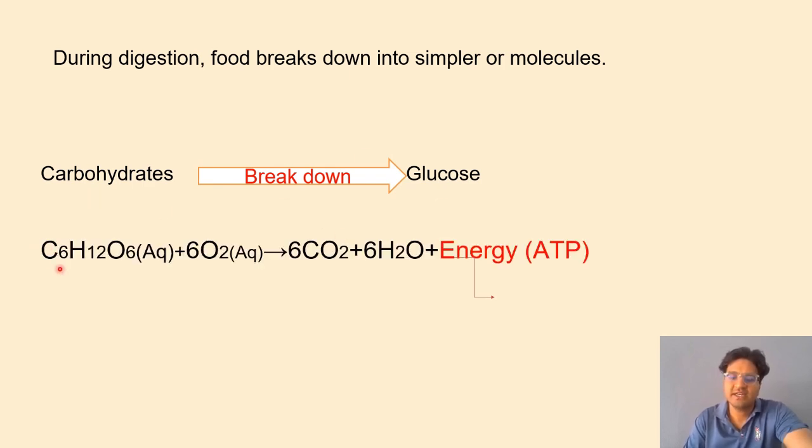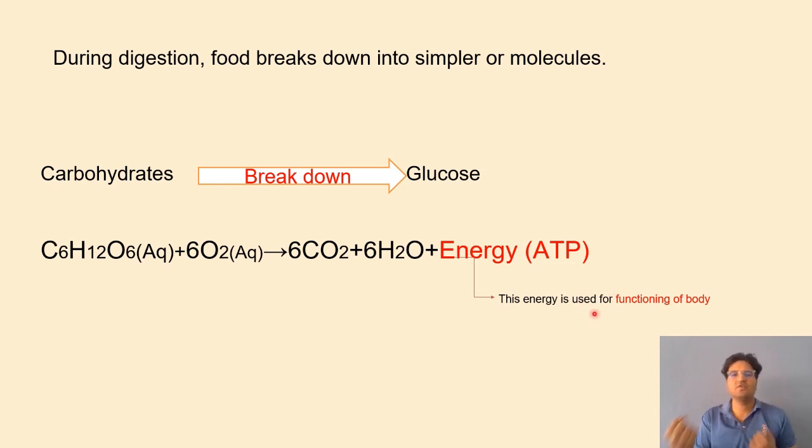The formula is C6H12O6, present in aqueous form, plus 6O2, and it breaks down into 6 molecules of carbon dioxide and 6 molecules of water, plus what remains is energy, which is ATP, adenosine triphosphate. This energy is used for the functioning of the body. When we move our body, we need power, we need energy to move and to carry on.